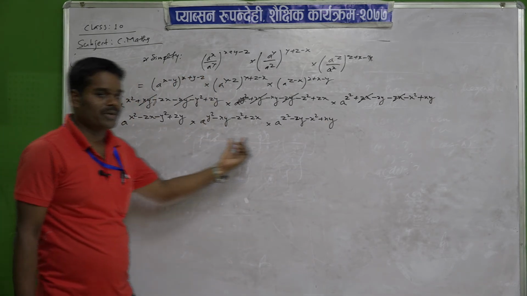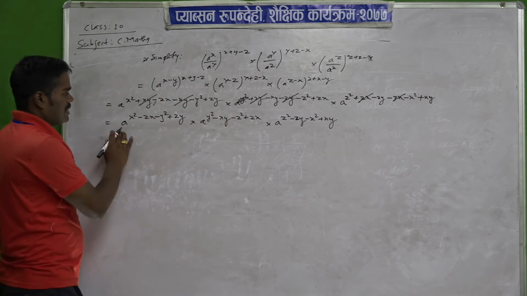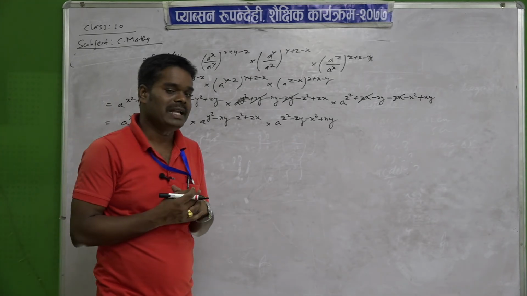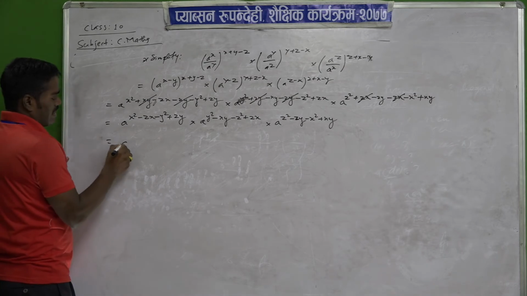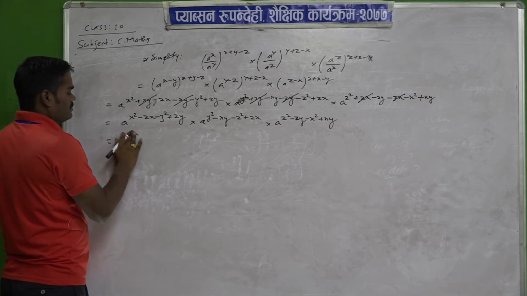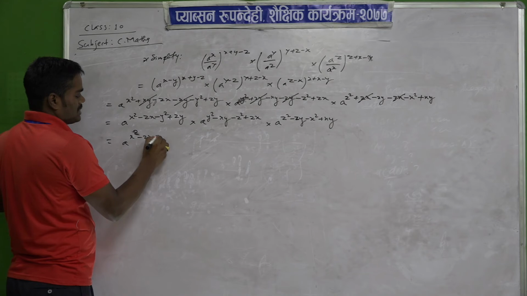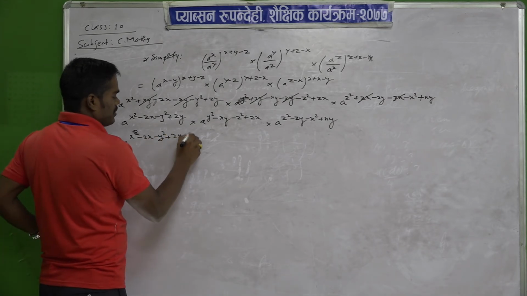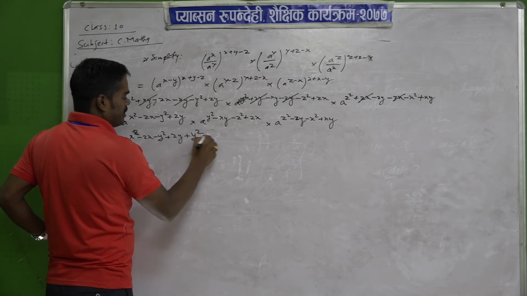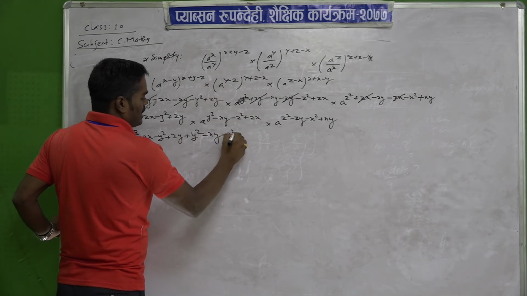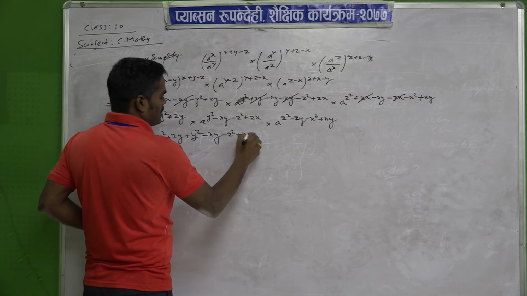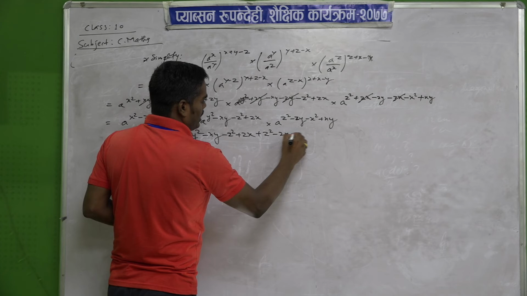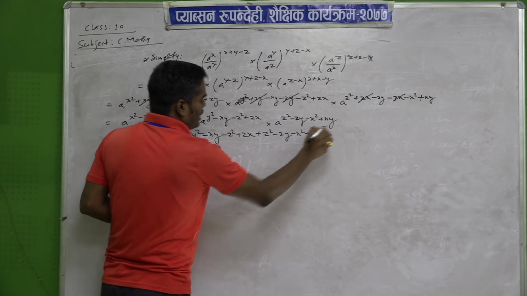Now we can use the product law here. If bases are the same and they are in multiply form, then powers are added. So add the powers now. A power x square minus zx minus y square plus zy plus y square minus xy minus z square plus zx plus z square minus zy minus x square plus xy.